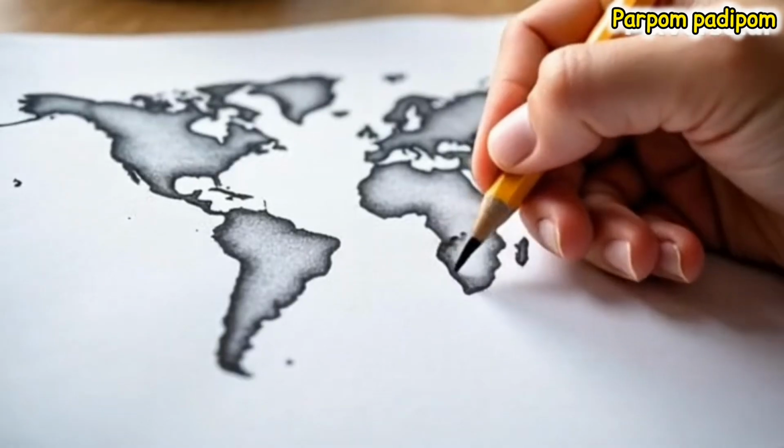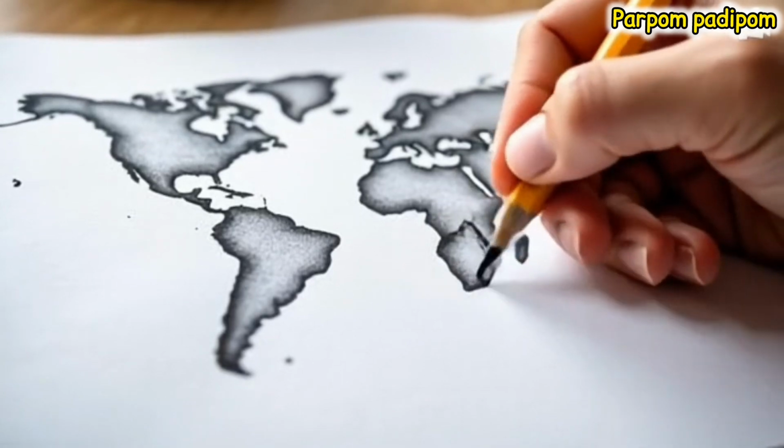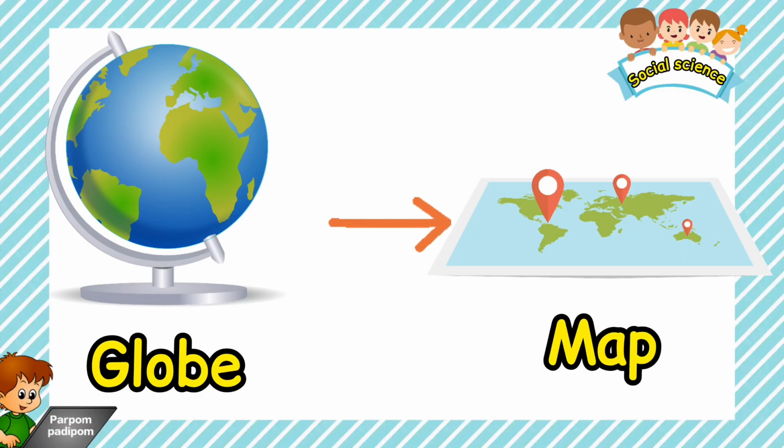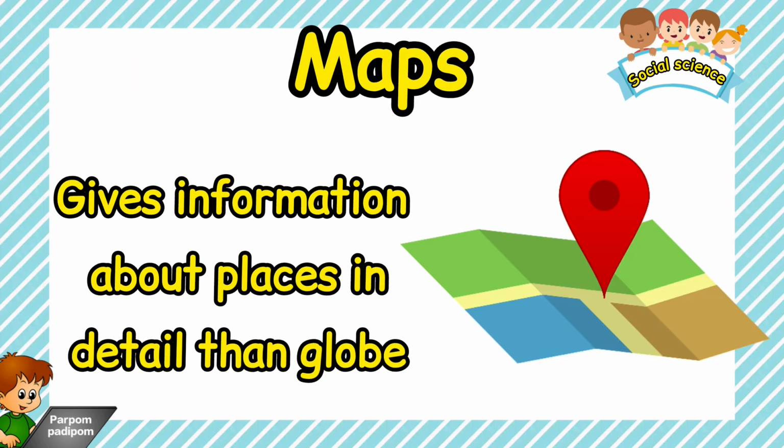Maps. A map is a drawing of the Earth's surface on a paper. If we take a globe and flatten it, it will become a map. A map gives us information about places in more detail than a globe.